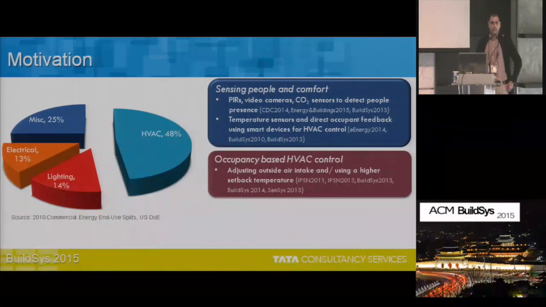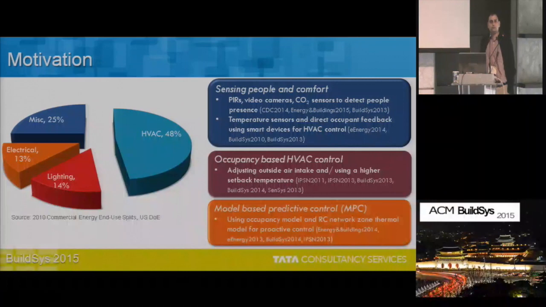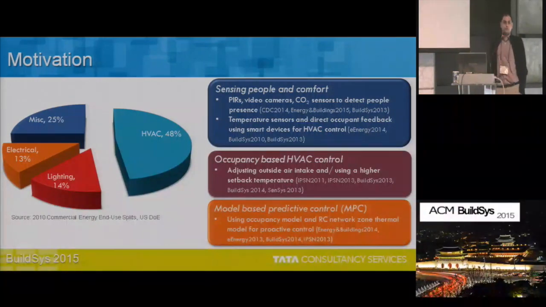Once you have the occupancy information, you can actually control the HVAC by adjusting the amount of fresh air that is required for the people present in the zone, or you can use a higher set point temperature if there are no occupants in the room. And we also have studies which are based on model-based predictive control, where people use occupancy models and zone thermal model for HVAC control, and they have shown significant improvement from the reactive approach.